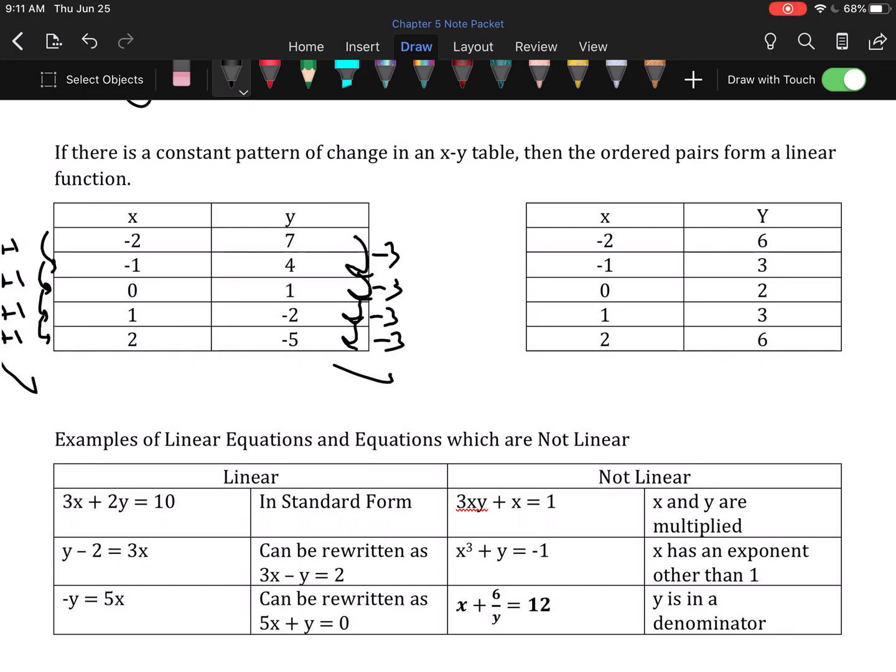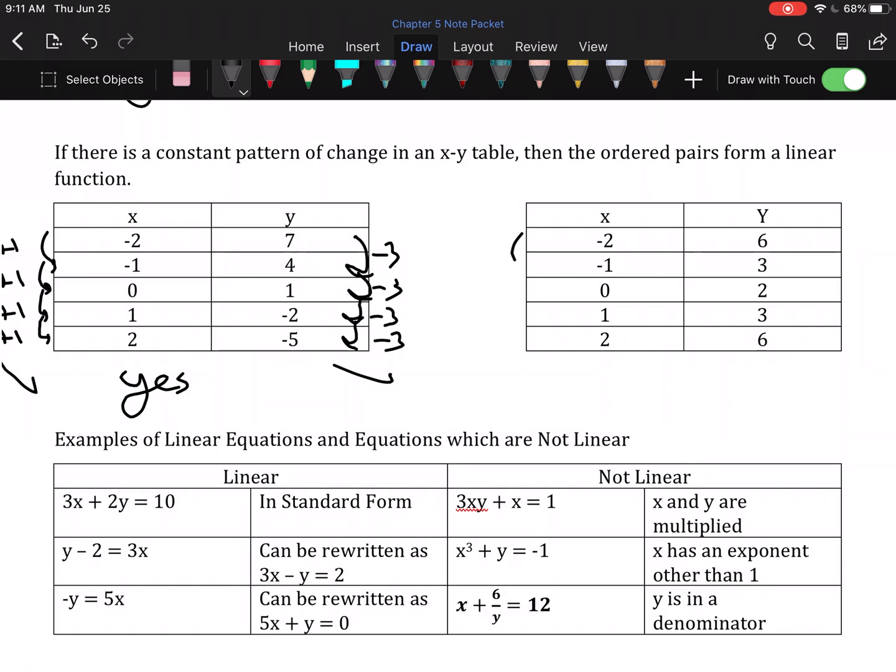That's good. The sides don't have to be the same. You can see here I've got +1 for the x's, -3 for the y's. That's fine. The x change must be the same. The y change must be the same. They are allowed to be different sames. I hope that makes sense. This is a linear function.